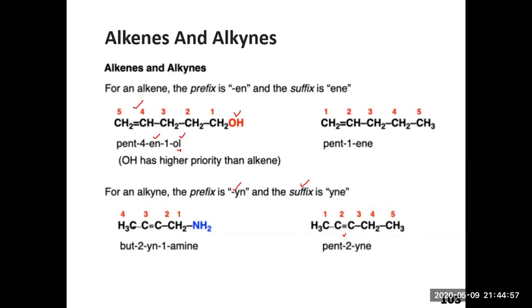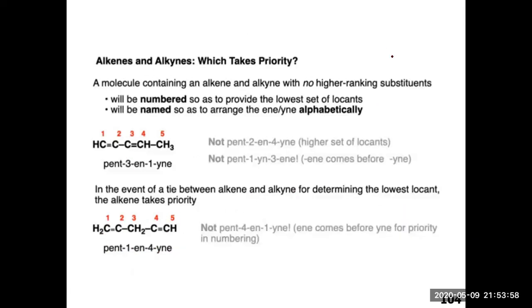If we have this molecule, we notice that we have two functional groups here. So we have a triple bond and we have an amino group. Now between the triple bond and the amino group, the functional group with the highest priority, or the principal group, will be the amino group. So this one will be named as an amine. We have to include the triple bond in the final name. So the name of the molecule will be but-2-yn-1-amine.